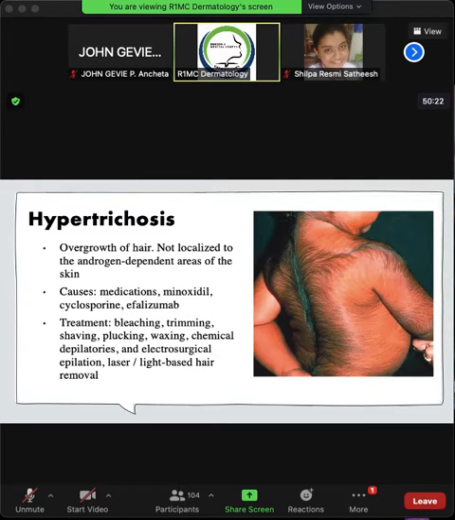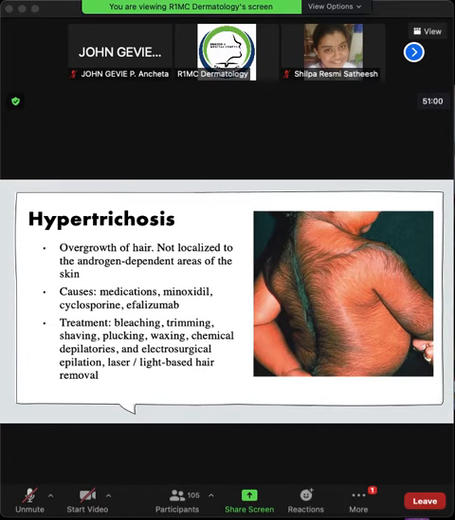Another is your hypertrichosis, which is an overgrowth of hair not localized to the androgen-dependent areas of the skin, and several forms exist. Many are induced by your medications, including your minoxidil, your cyclosporine, and your efalizumab. The excessive hair growth can be managed with bleaching, creaming, shaving, plucking, waxing, chemical depilatories, and electrosurgical ablation.